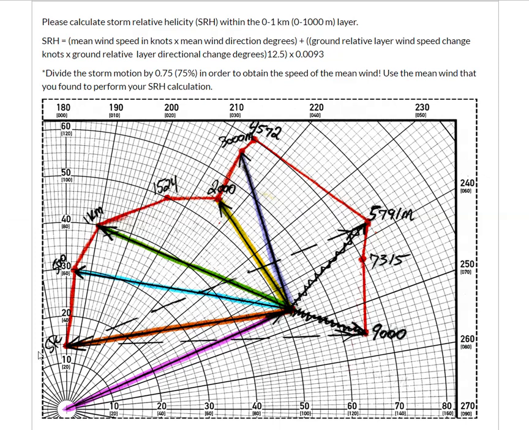You'd want to subtract the lesser number from the bigger number and get the change in degrees and in knots in that layer, and then you'll want to add or multiply those two together: ground relative layer wind speed change in knots by ground relative layer wind direction change in degrees. Okay? Once you get that value, that's one quantity, all of that, you'll multiply it times 12.5. Okay? And once you've added everything that's in parentheses here, you'll want to multiply it times 0.0093.